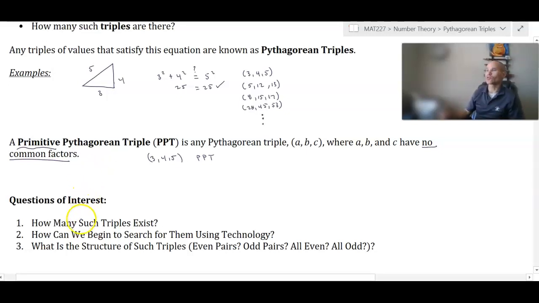And then what is the structure of such triples? Maybe if we can get an insight into can A and B both be even? Do they all have to be odd? We can already see what some of them reveal, that it appears that at least one of the values in the triple is even, but we're going to investigate that now in further detail.